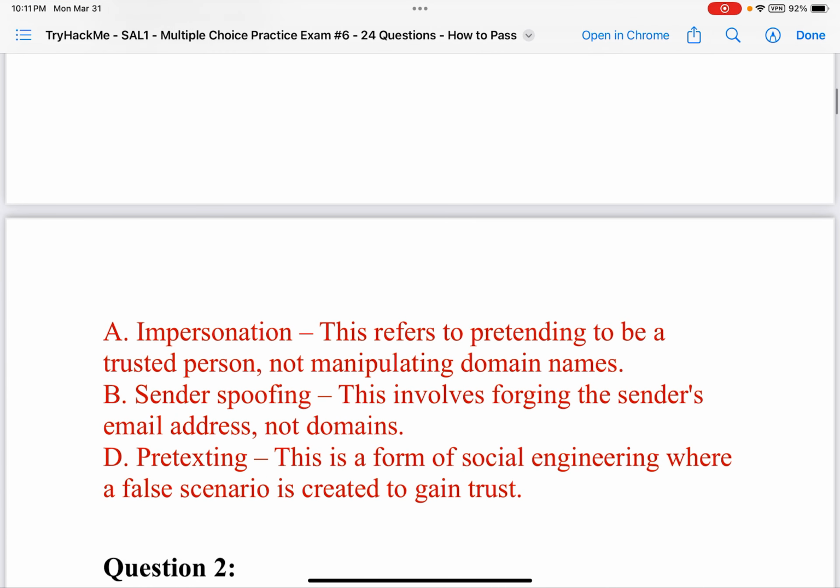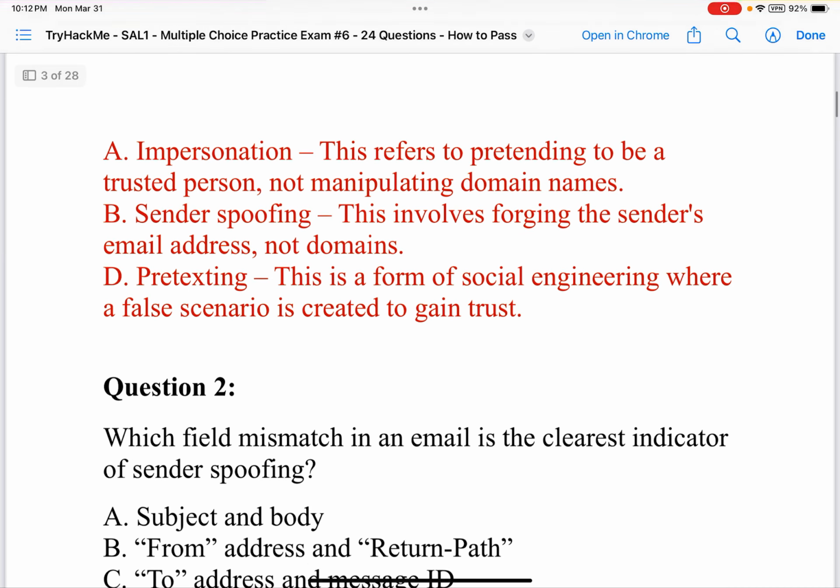And there's some red text. And whenever you see the red text, that means those are the incorrect answers. You just want to quickly pause the video and read over the red text to understand why the incorrect answers are incorrect in comparison to the correct answer. And let's move on to question number 2.